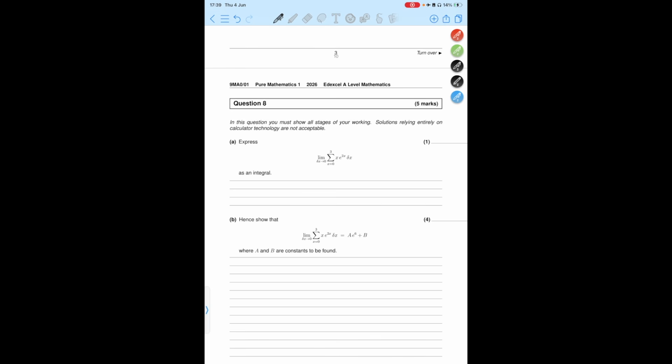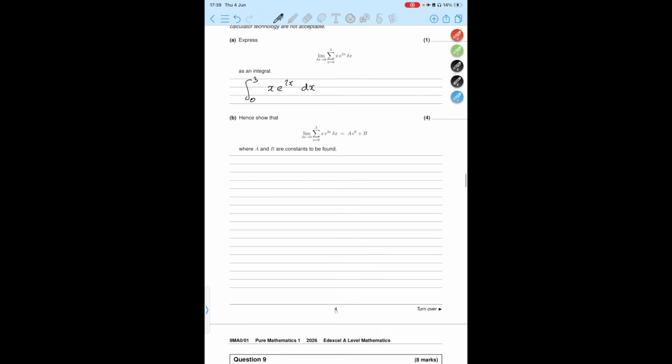So it's asking us to express this as an integral. This is just something that you should know. So we can write this as an integral. The bottom part of the sum becomes the bottom bound. The top part of the sum becomes the top bound. And this just becomes what we're integrating: x e to the 2x with respect to dx. Okay, that's just something that you're expected to know.